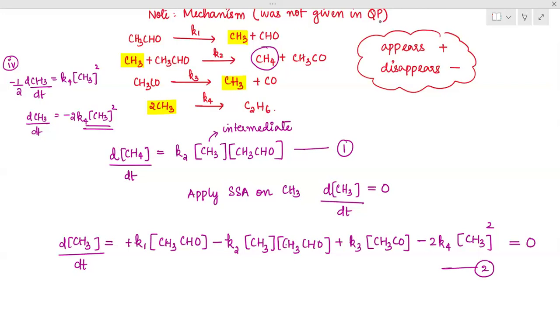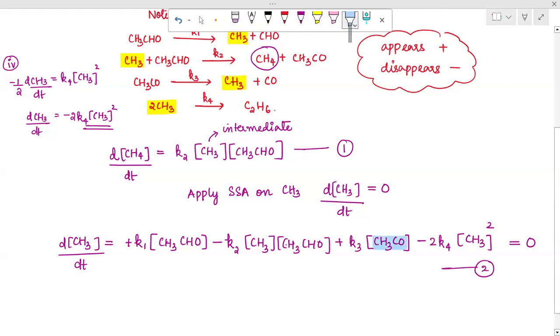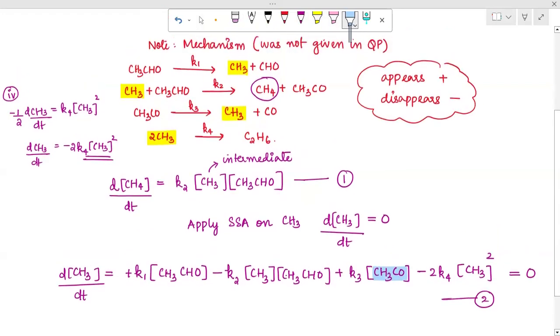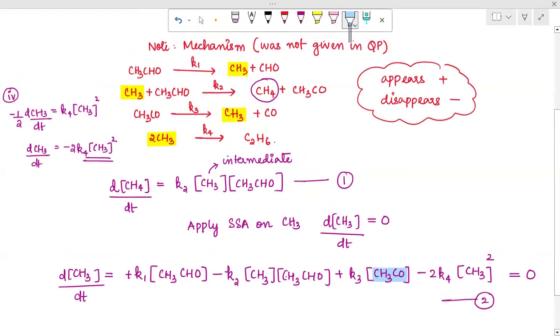There is acetaldehyde, which is one of the reactants, so that is okay. But then there is another intermediate as well, CH3CO. That is another intermediate, so we have to eliminate that one also. Can you see in the mechanism, CH3CO is formed in the second step. It is disappearing in the third step, and that's all.